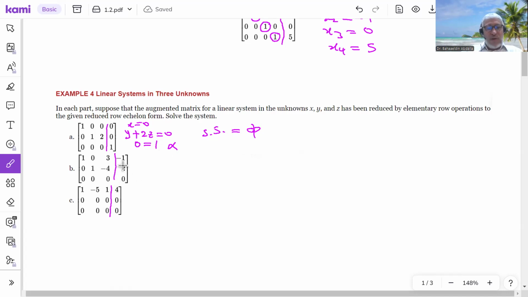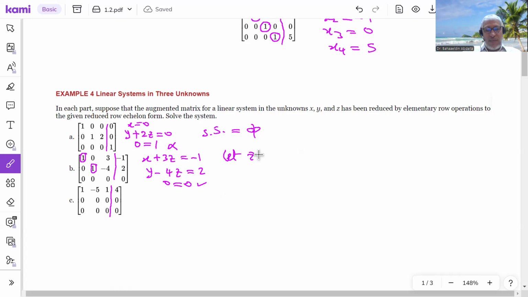While in B, if we write the equations, we have x plus 3z equals -1, and y minus 4z equals 2, and we have 0 equals 0. 0 equals 0 is a true statement. So one of the equations has disappeared. So we have two equations in 3 variables. So there will be infinitely many solutions. For x, the leading one is there. For y, the leading one is there. For z, there is no leading one. So z is the free variable.